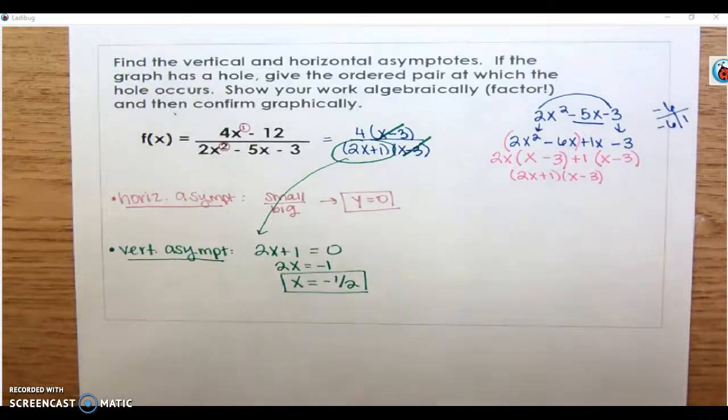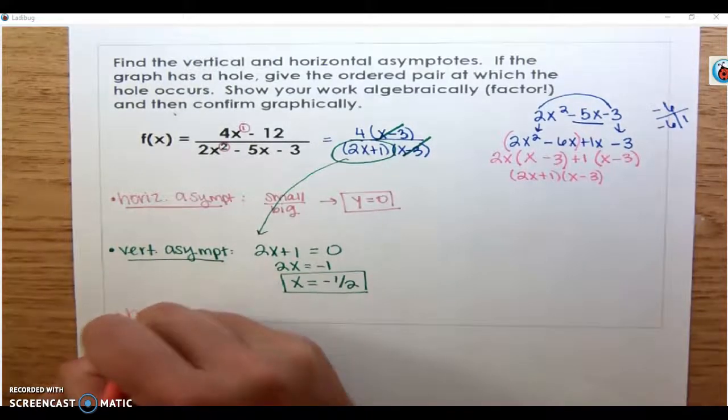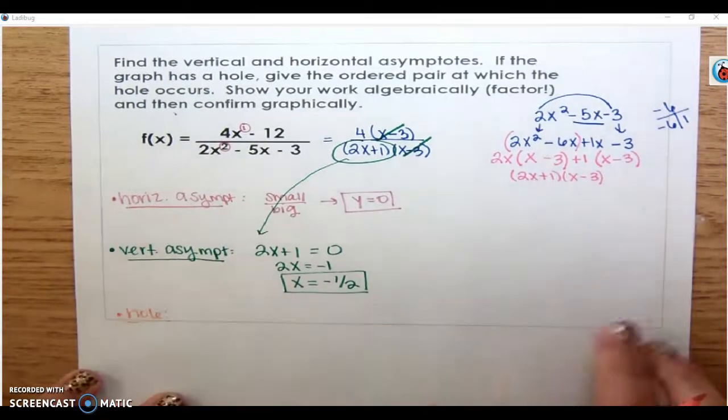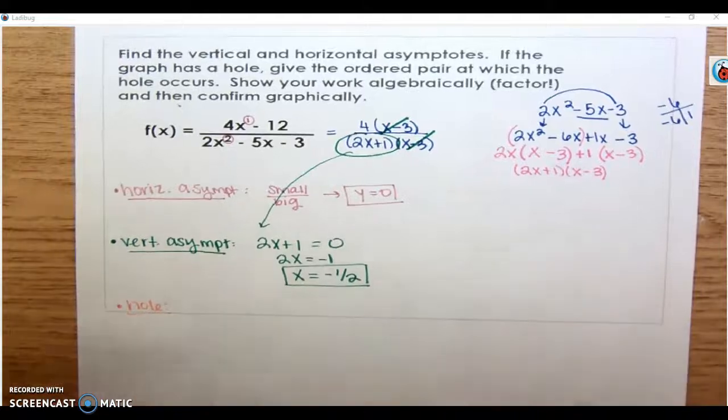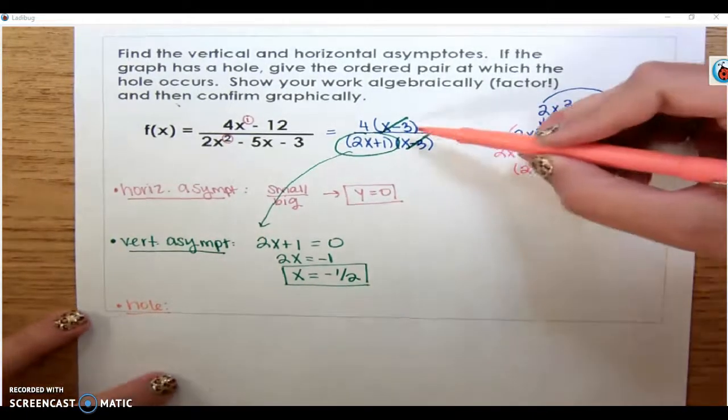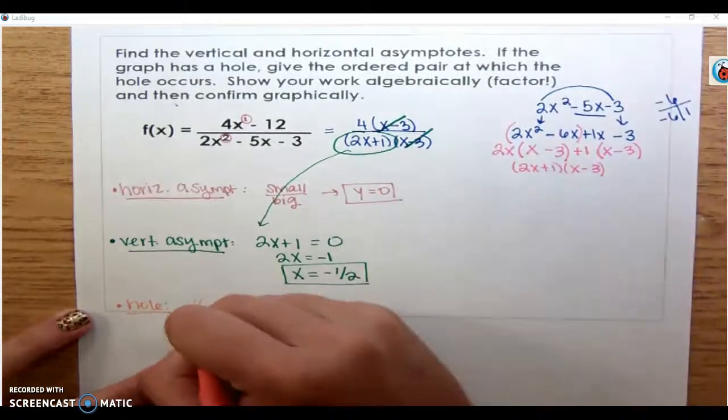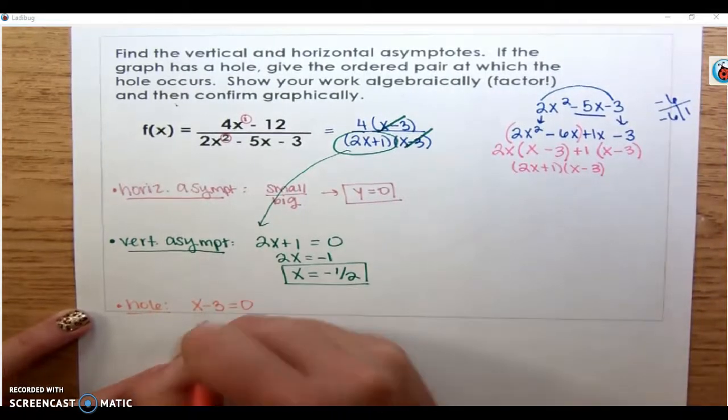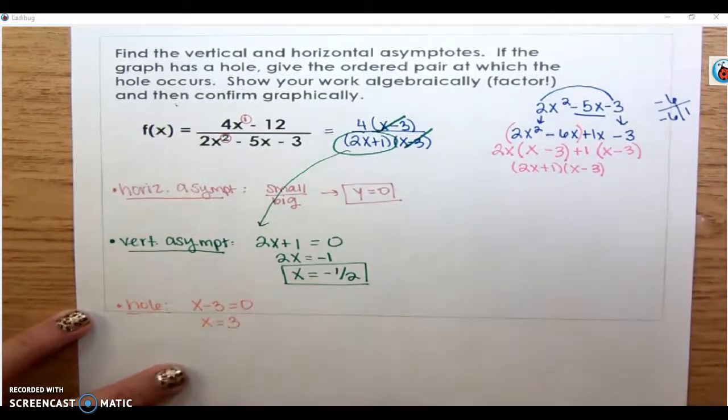So next we're going to look at the hole. Alright, so you only have a hole if you have something that you have crossed out, you removed. Remember, hole is removable. So we did cross out the x minus 3, so we're going to take x minus 3 and set it equal to 0. So we have a hole at x equals 3.